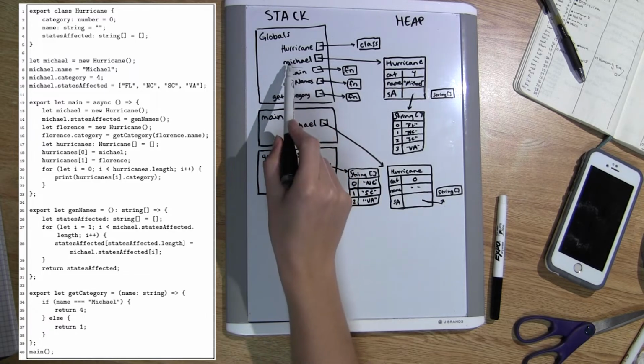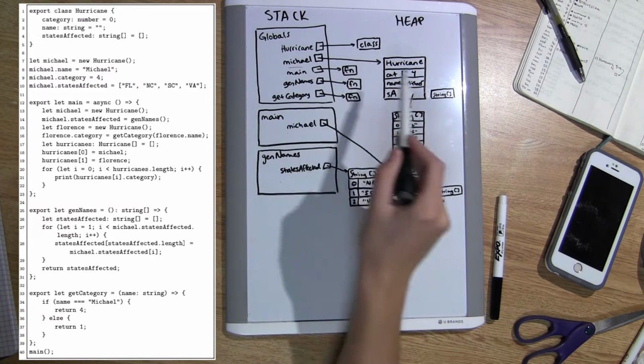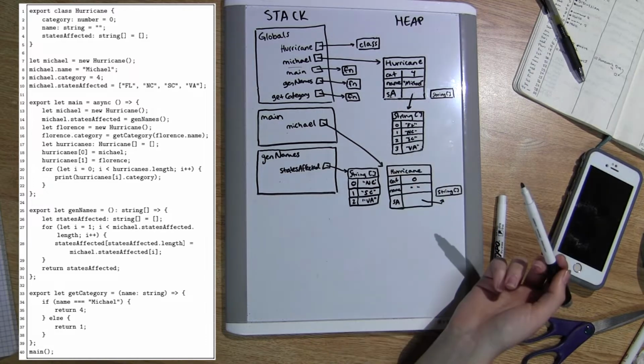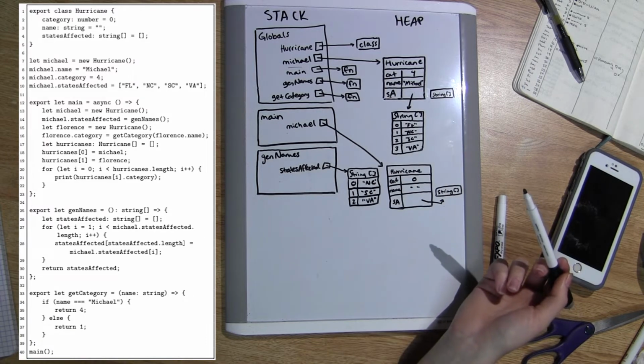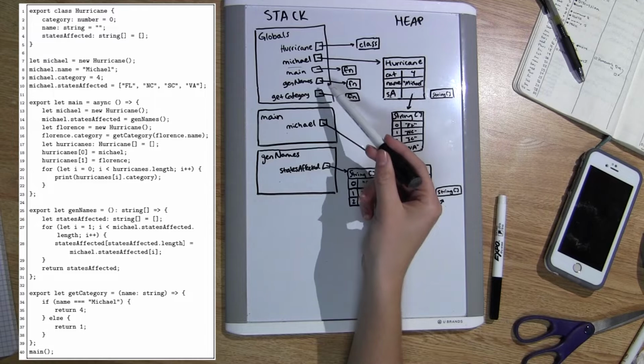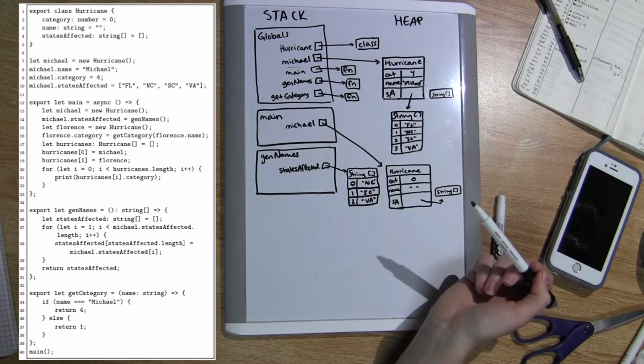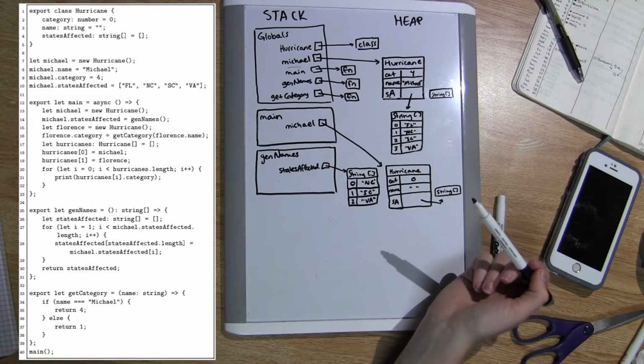There is. So that's the Michael that we were using to identify that Michael.statesAffected property. So the answer to this question is that the Michael.statesAffected name is found in the globals frame. For question 1.2, they're asking, from main's frame, use name resolution to look up the name statesAffected. What frame is it found in?